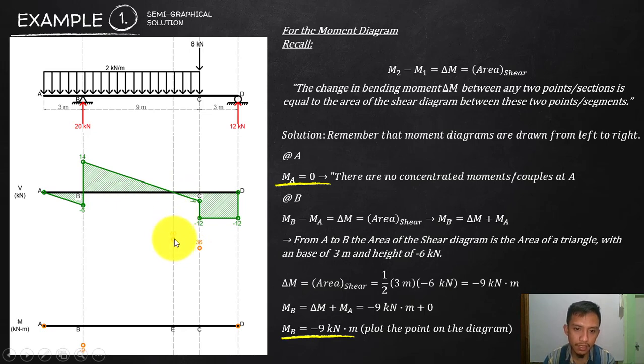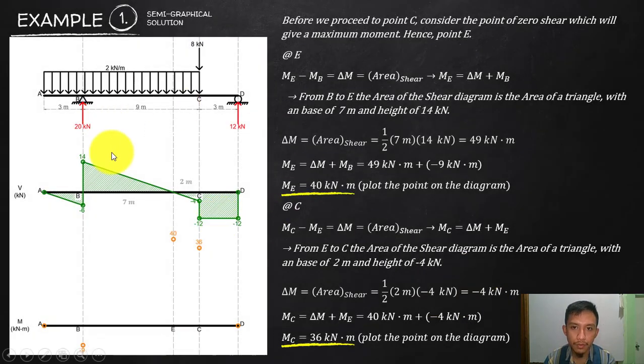How do we know that this is 40? Know the distance. This is 7. We established that a while ago when we solved for the zero shear. So all you need to do is find the area of this. This is a positive triangle, so 1/2 base times height. 1/2 base 7 times height 14 is positive 49. So from -9 plus 49 will give us 40. Isn't it the same as how we ended up a while ago using the equations? And then do not forget, this is now positive 40.